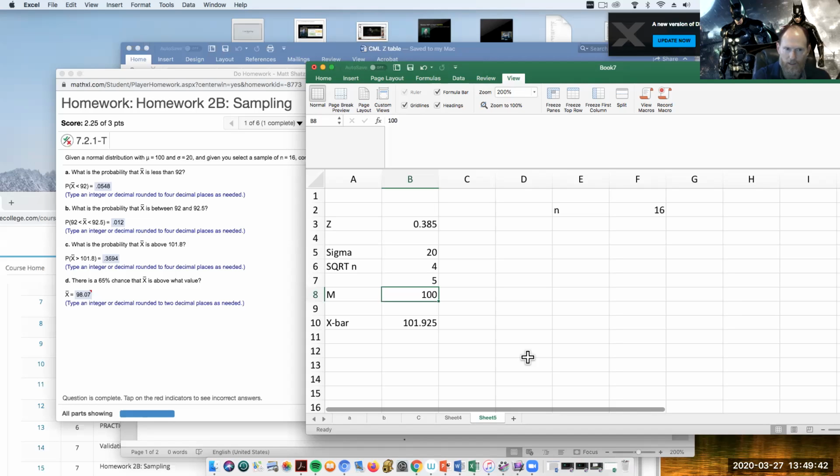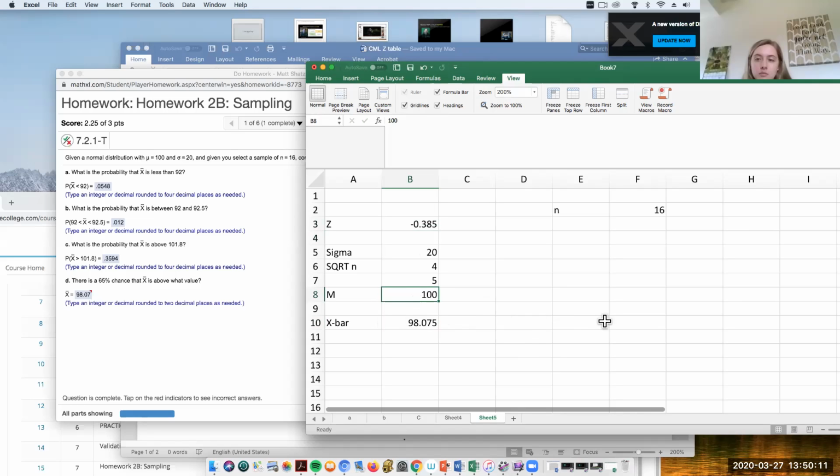When it's X bar is below what value, well, we've got to do a 1 minus on that. We're talking about there's a 35% chance it's below what value. And so that's why we would turn this to negative and get that. And that's left of the mean, like we would expect.